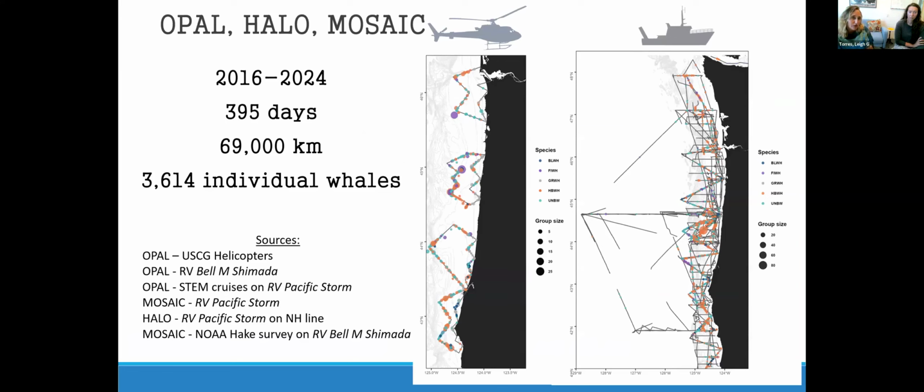And just as an example, between 2016 and 2024, these track lines and the colored little circles show where we saw whales. This is only the baleen whales, but we conducted 395 days of survey with over 69,000 kilometers of the ocean surveyed, seeing over 3,600 whales. So it's a lot of data, but using those consistent distance sampling methods, we're able to integrate data collected over multiple survey platforms, whether the helicopter surveys or more ship-based surveys as seen on the right.